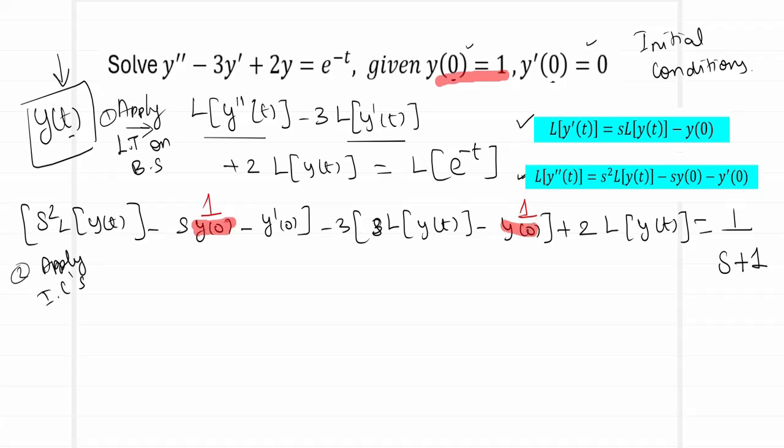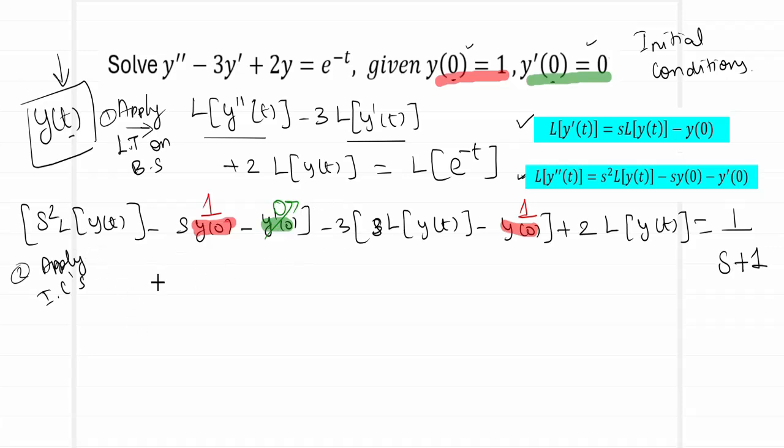What is the second initial condition which has been given to us? We have been given y dash of 0 is 0. Where do we find y dash of 0? This is my y dash of 0. What happens to this value? This y dash of 0 is now replaced with 0. So when I replace with 0, this term entirely vanishes. Now I have applied the initial condition, which is going to be my second step. After applying the initial condition, I can simplify my expression.